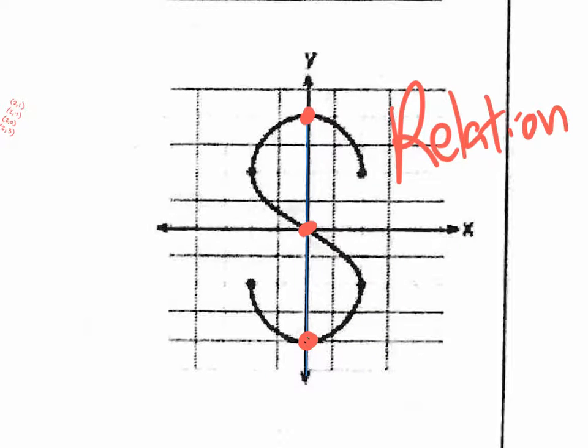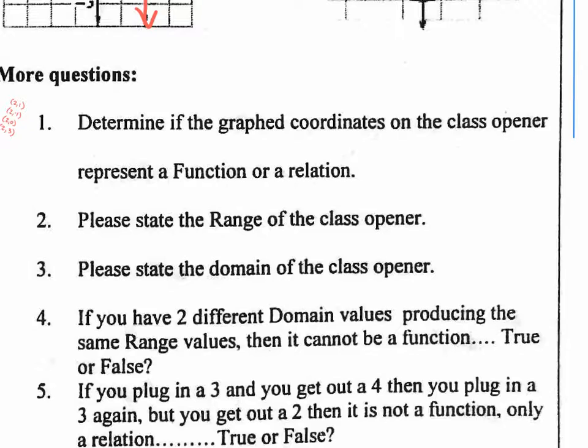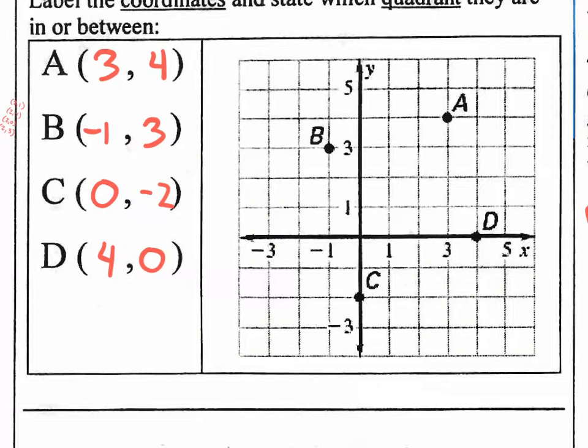Okay, let's move on. Down here, it says, determine if the graph coordinates on the class opener represent a function or a relation. Let's go to the class opener. If you do the vertical line test, will it have more than 1 point on it? No. Only 1 dot each time.